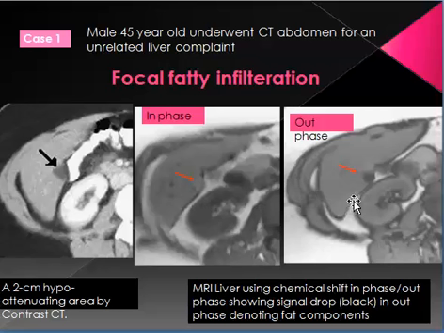we found that fat is delineating the liver and loops as dark, and at the same time it appears here as low intensity. A 2 cm hypoattenuated area is seen with contrast. The liver, using chemical shift in phase and out of phase, shows signal drop, black in out of phase, denoting fat component. This confirms fatty liver infiltration.